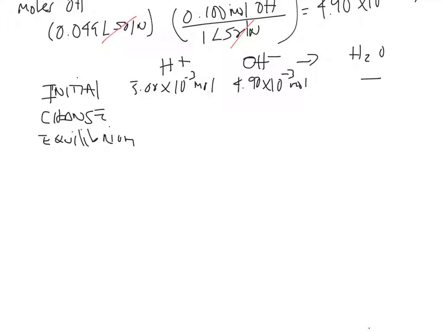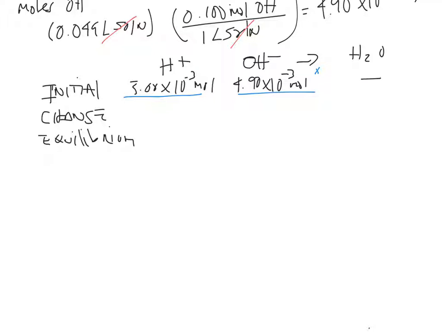Now, the change. To determine the change, we need to look at our limiting reactant. Okay, so here we have two amounts of moles. We have here 5 moles and we have here 4.9. So that means that hydroxide at this point is our limiting reactant. So all the moles of hydroxide are consumed by the moles of H positive.